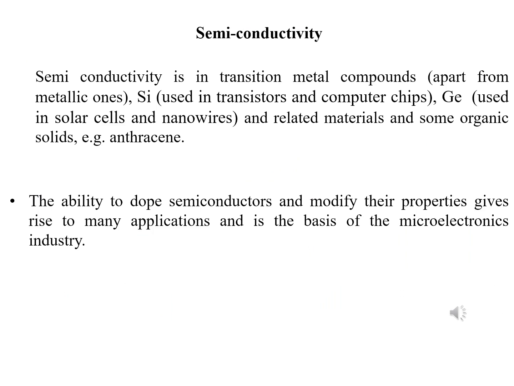Now, conduction of electricity in semiconductors. Semiconductivity is mostly found in transition metal compounds, apart from metallic metals. Silicon and germanium are the most important examples of semiconductors. Silicon is mostly used in transistors and computer chips, and germanium is utilized in solar cells, nanowires and other related materials.